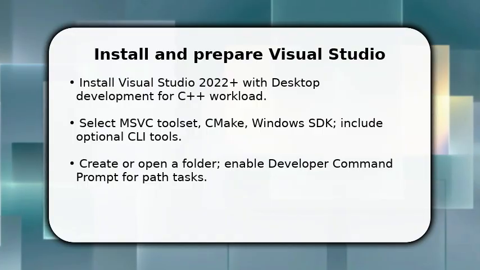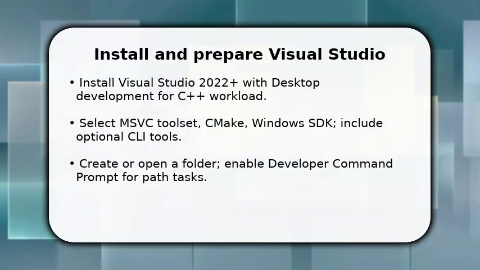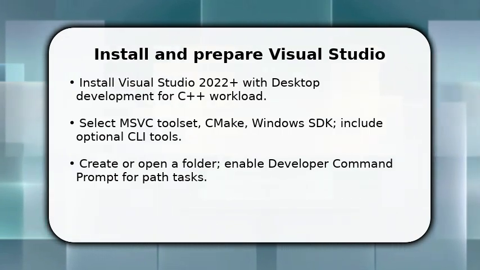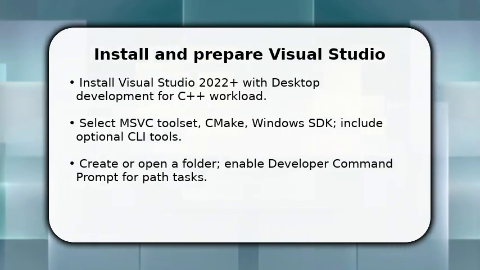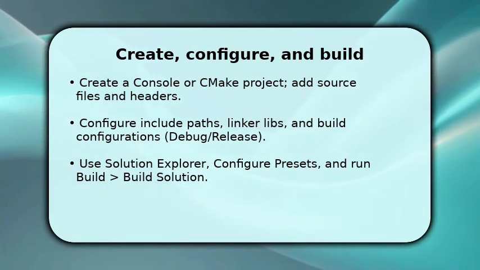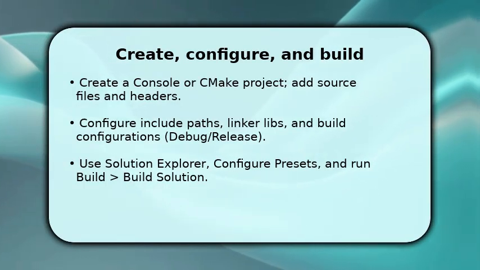Open a new folder or create a project to initialize solution files. This jumpstarts IntelliSense, build system detection, and fast code navigation so you can compile immediately. You now create either a console app or a CMake project depending on your workflow. CMake is recommended for cross-platform and library management.